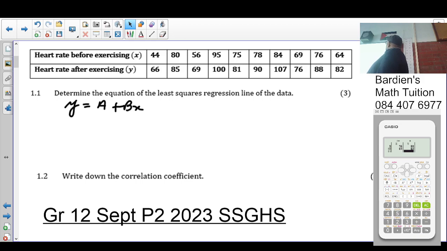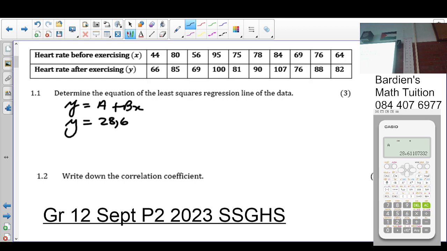Okay. So what do I do? I then press AC, all clear, which is then storing the information in the calculator. Shift, 1 for stat, then 5 for regression, 1 for A, 2 for B, and 3 for R. So your A value is 28,61. My equation is y is equal to 28,61 plus shift 1, 5, 2 for B, which is 0,77, 0,773, so this is 0,773x.